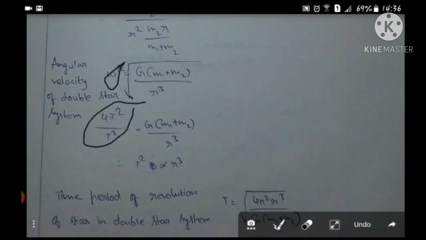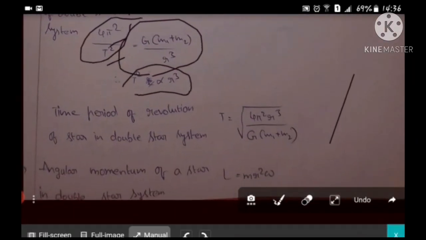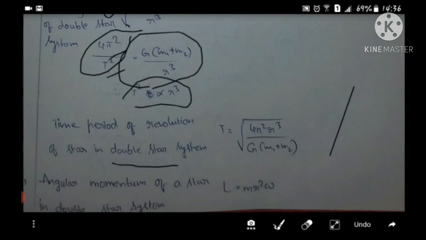Therefore, omega square is equal to 4 pi square by T square, which is equal to G into M1 plus M2 by R cube. Therefore, T square is directly proportional to R cube. Therefore, the time period of revolution of a star in a double star system, T, is equal to the square root of 4 pi square R cube by G into M1 plus M2.